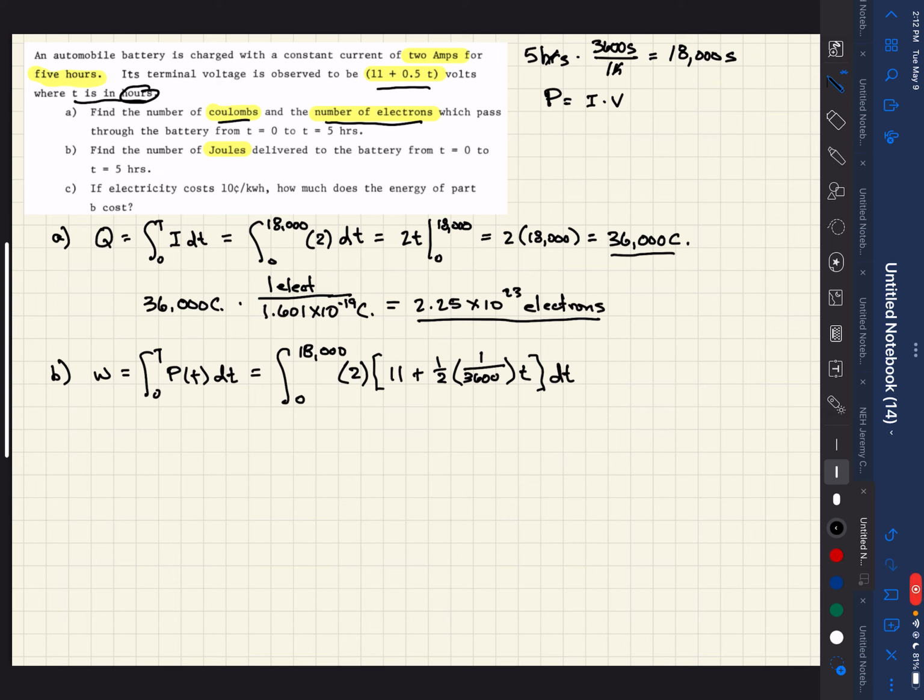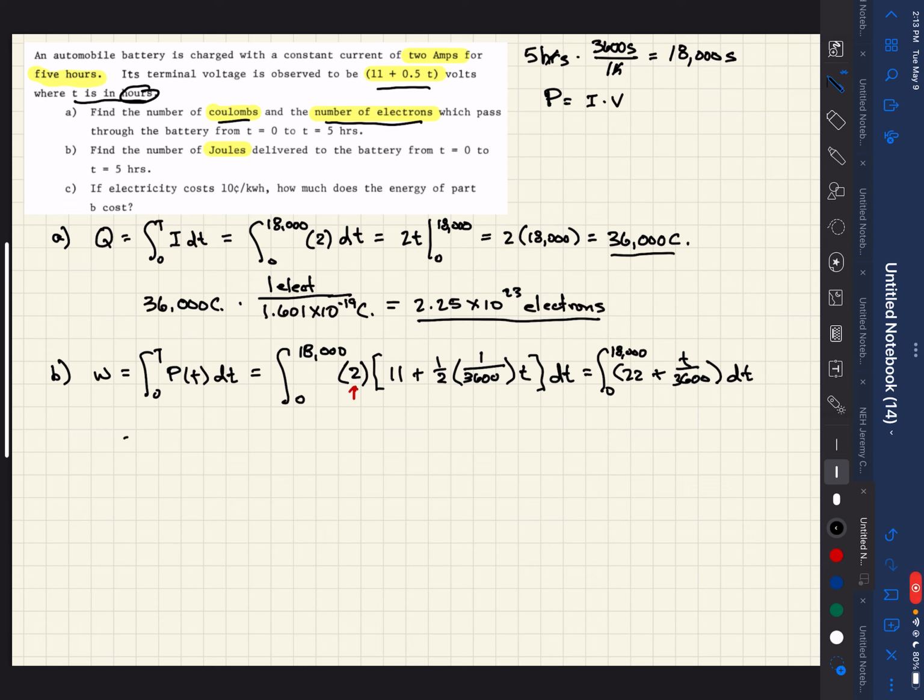Now we can distribute this 2 right here throughout the brackets. And so when we do that, our equation now becomes the integral from 0 to 18,000 of 2 times 11, which is 22, plus the 2 times 1/2, which just cancels out, so it'll just be t over 3600. And this is all integrated with respect to t. So this is a much simpler integration, so we can perform that.